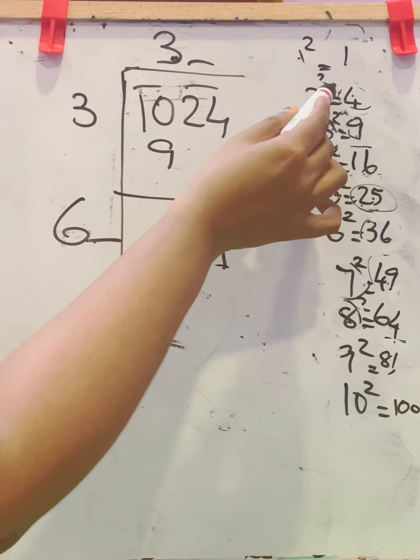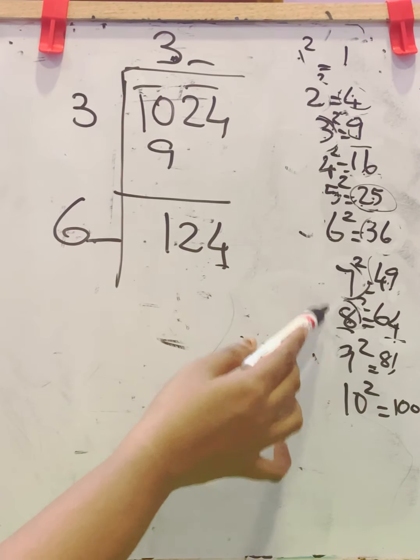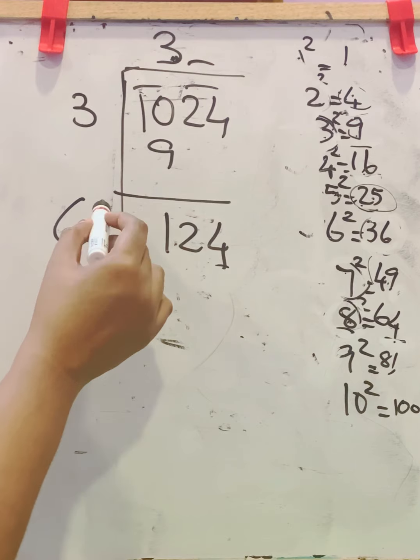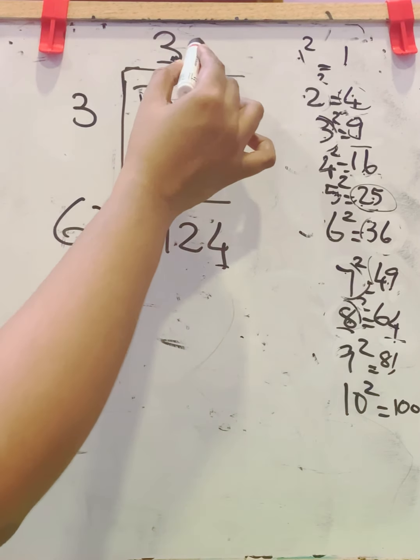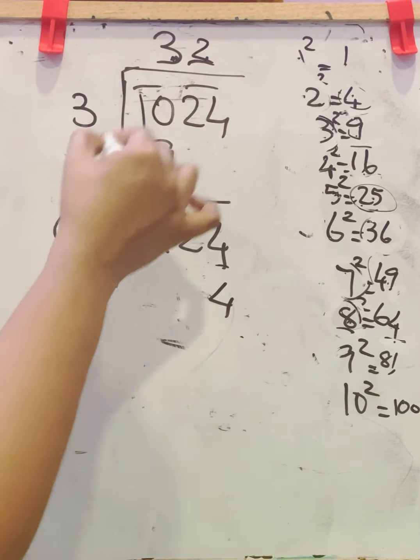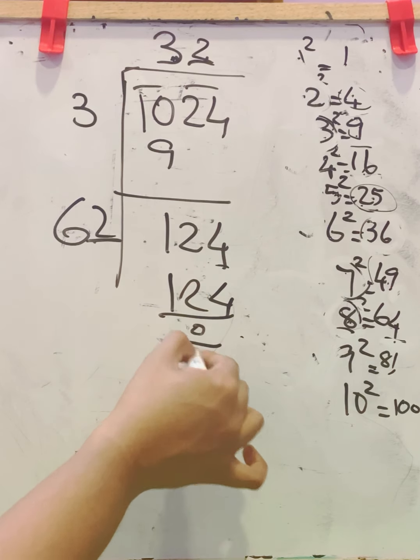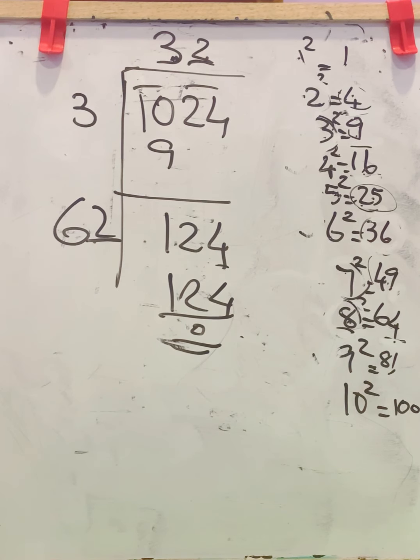That is, 2 square is ending with the digit 4. Also 8 square is ending with the digit 4. So first we will check with 2. 62 into 2. 2 2s are 4. 6 2s are 12. Yes, that is the answer. 32. Square root of 1024 is 32.